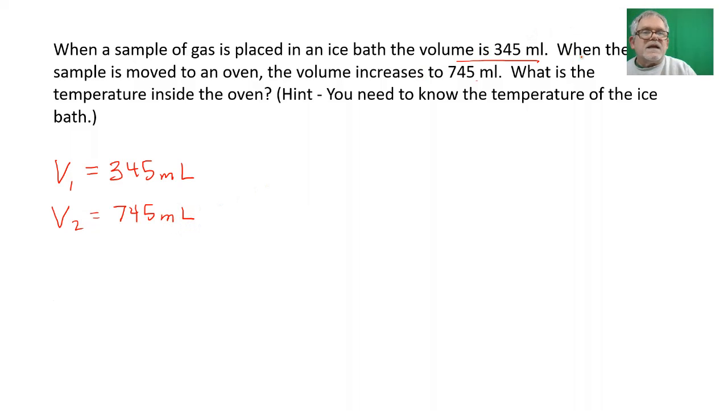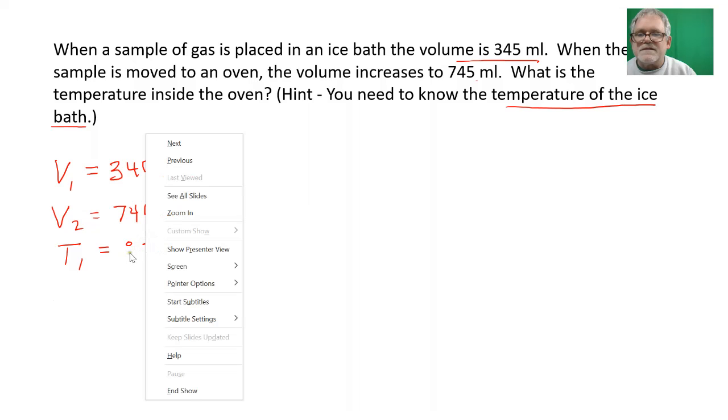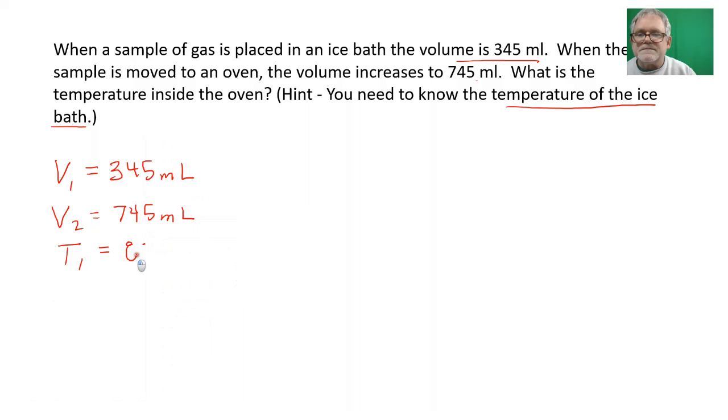Okay. The initial temperature when the gas is in the ice bath, that's the temperature of melting ice. An ice bath, it's ice and water, so T1 would be 0 degrees Celsius. Okay, what is the temperature inside the oven? That's the unknown, T2 equals a question mark.